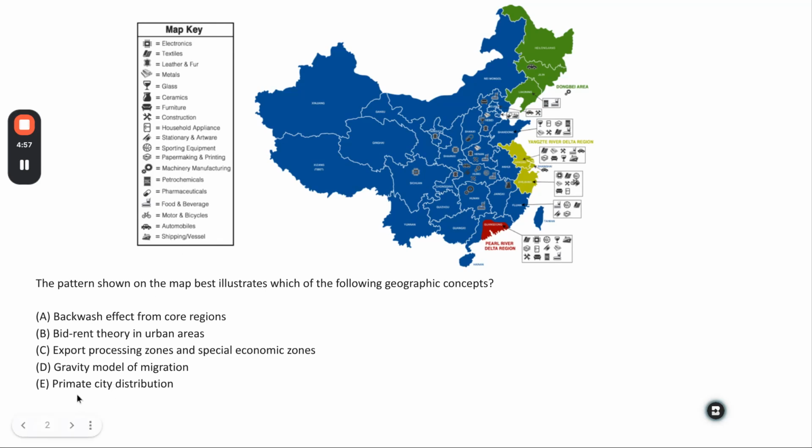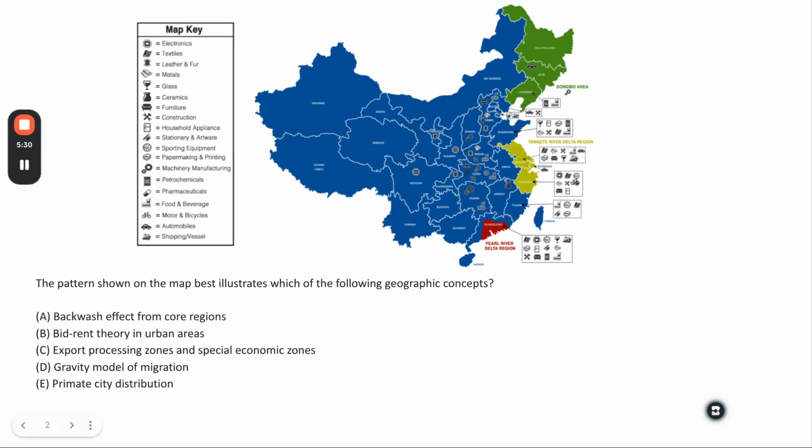And then lastly, letter E, primate city distribution. Going through here, we have no labeled cities. We have labeled areas inside of these different political boundaries, but we don't see any city labeling. If we were to look for those, we would see Beijing in the northern portion and Guangzhou down in the southern portion, Taiwan. We just don't see those labeled here. So really the only connection we can make is with letter C.